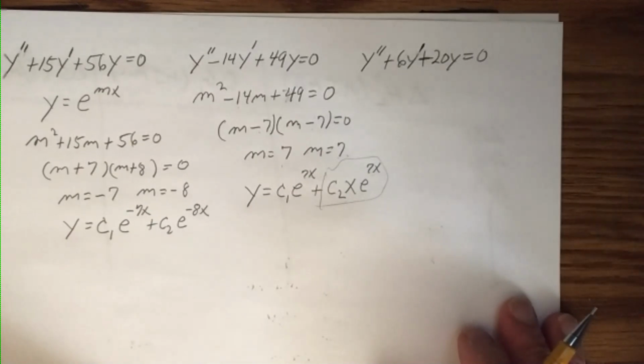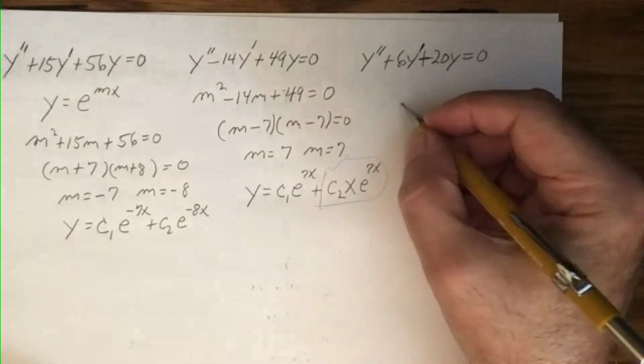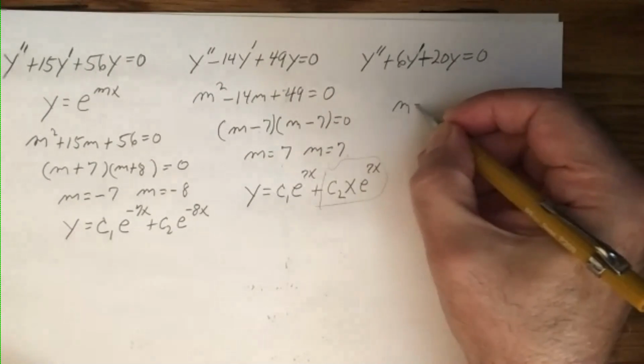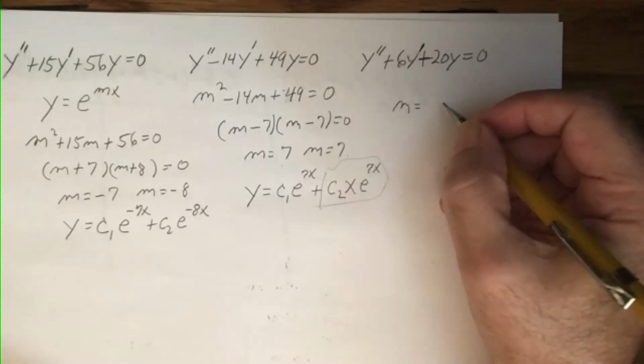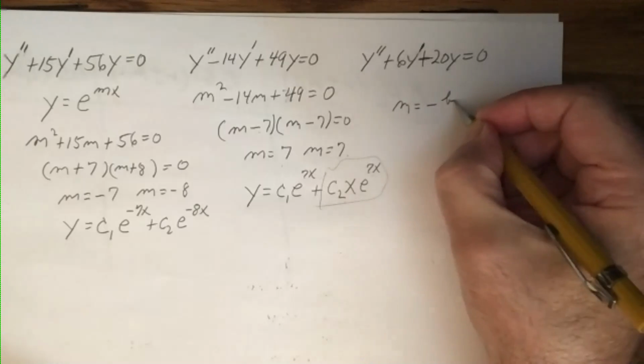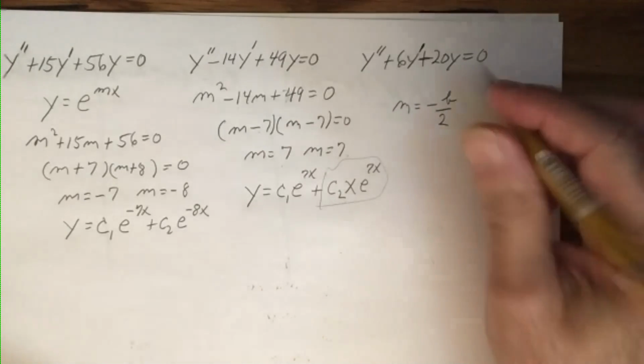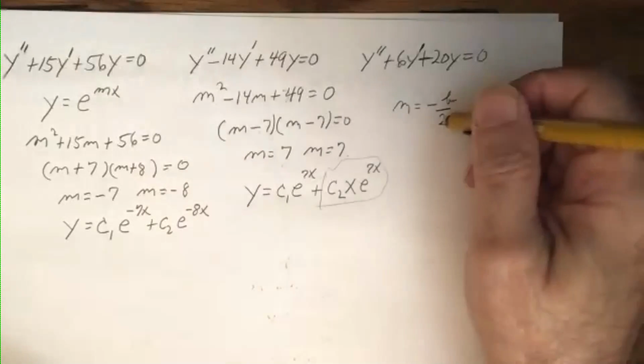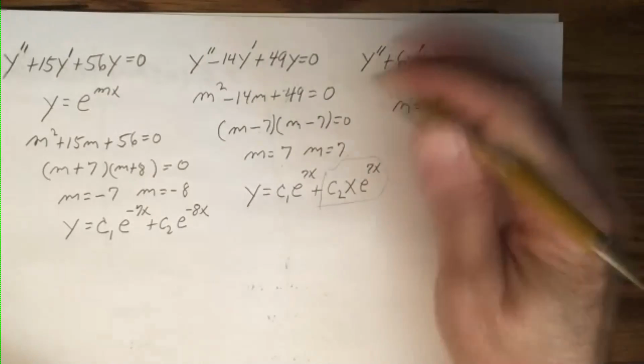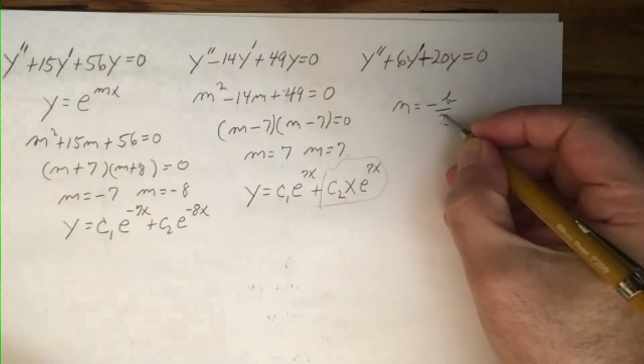Now, in this problem here, remember the quadratic formula: m is going to be minus b over 2a.